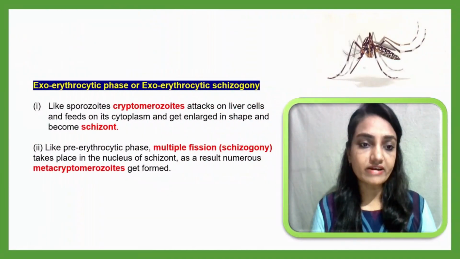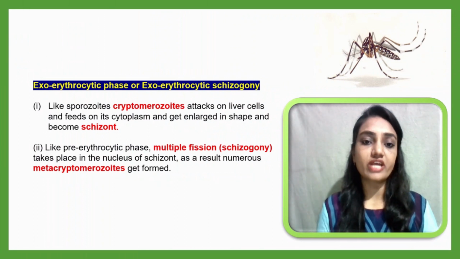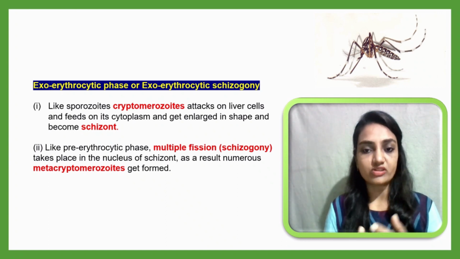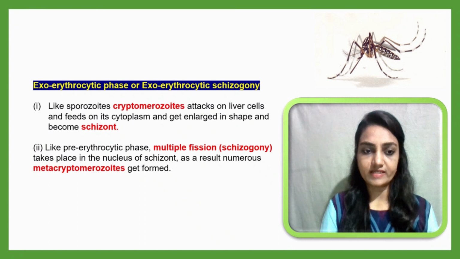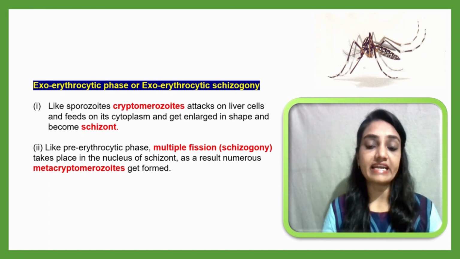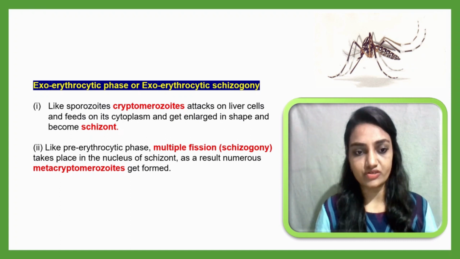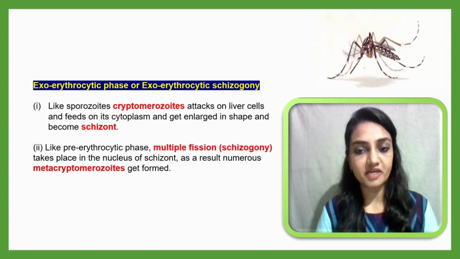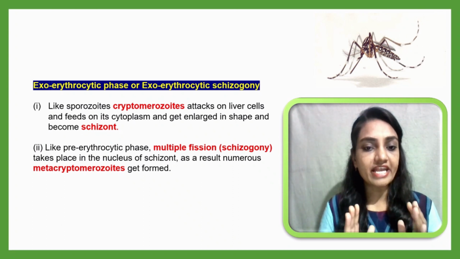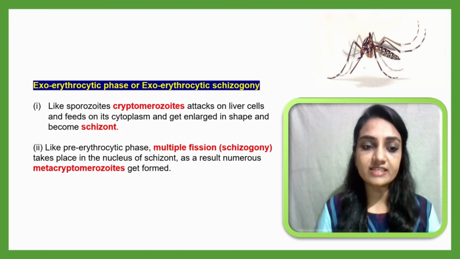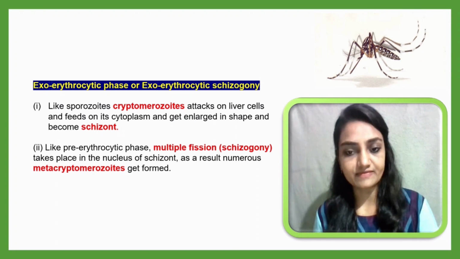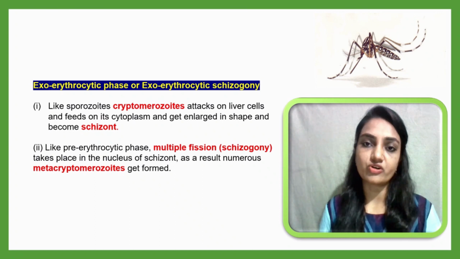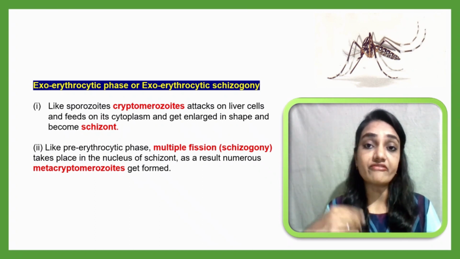So let me explain what happens in the exoerythrocytic cycle, also called exoerythrocytic schizogony. Like the sporozoite, the cryptomerozoite also attacks the liver cell, feeds on the cytoplasm, gets enlarged in shape, and becomes a schizont. Like the pre-erythrocytic phase, multiple fission, that is schizogony, a special kind of asexual reproduction found in this organism, takes place, and the nucleus of the schizont divides. As a result, numerous metacryptomerozoites are released from that cell. The liver cell now bursts and releases metacryptomerozoites, and these metacryptomerozoites will infect RBCs.